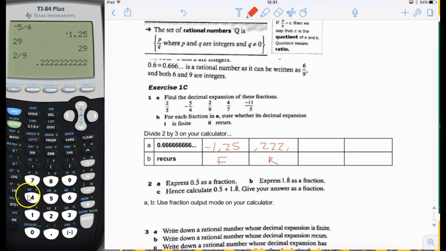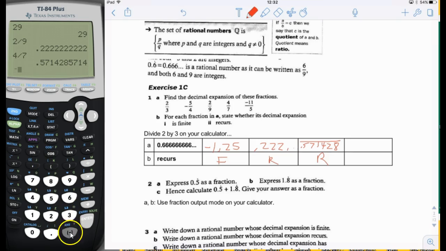Next one, 4 divided by 7. 0.5714285714. Do you see how it eventually repeats? 571428, and then it repeats. The way we could say that it repeats is you could put dots over all the numbers that repeat, or you could put a long bar around the pattern that repeats. So this means 571428 repeats over and over again. So this is a recurring or repeating decimal.